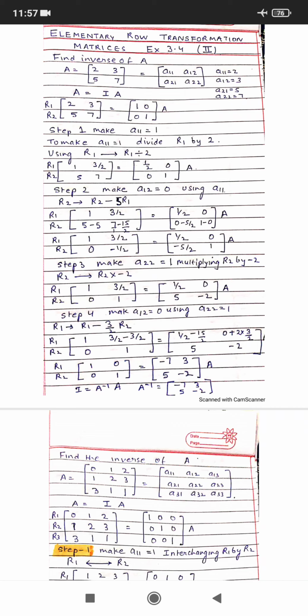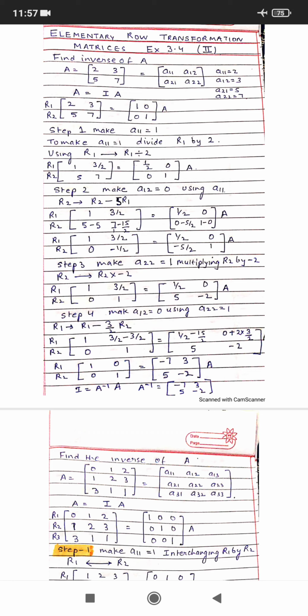Good morning, students. Today we are going ahead with the second part of elementary row transformation. In the first portion of elementary row transformation, we have studied two rows and two columns. We are doing one more question of two rows and two columns. We have to find the inverse of A.